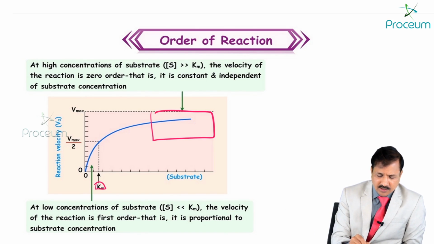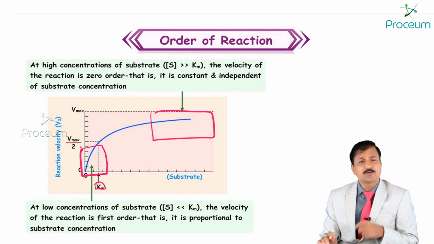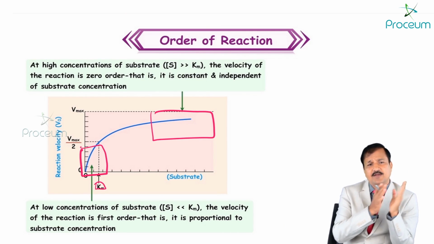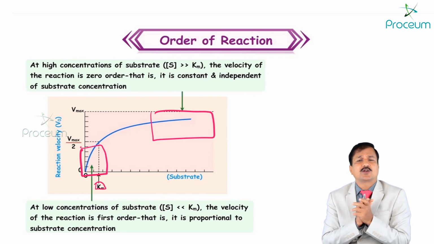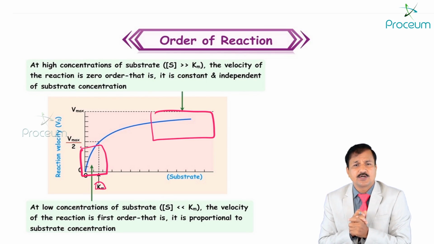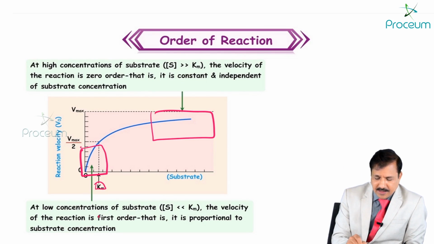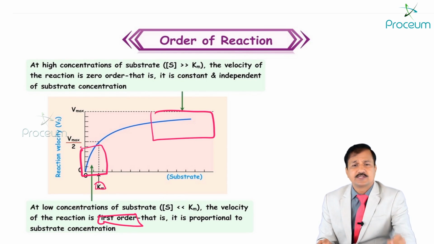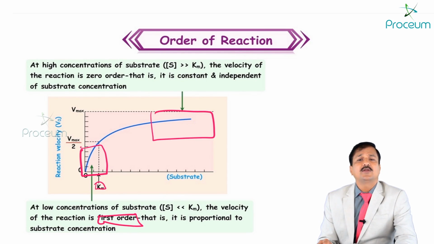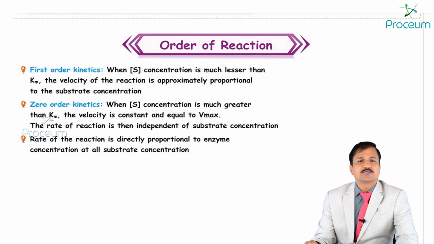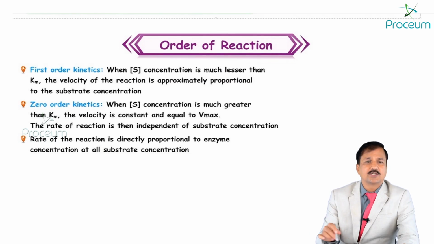At low substrate concentration, when the substrate concentration is much less than the Km, meaning on the left side of the Km, the velocity of the reaction is directly proportional to the substrate concentration, and that is referred to as first order kinetics. And the majority of our enzymes in the body are in first order kinetics. Remember that point.